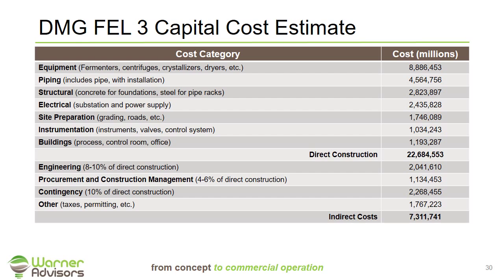Then we do our calculation of indirect costs, the engineering, procurement, construction management, permitting, and other items we discussed in the description on the previous slide. Finally, those both add together to come up with a total project cost of $29.89 million. This would be our reported FEL3 cost estimate for the dimethyl glop process.